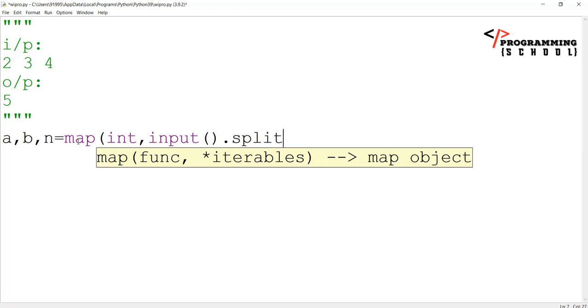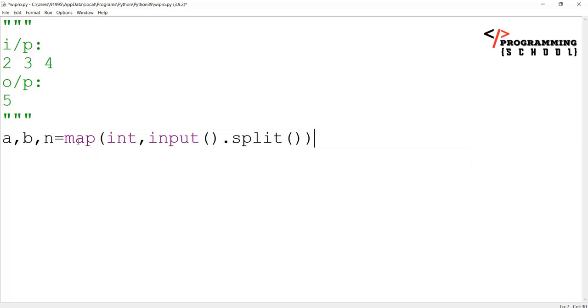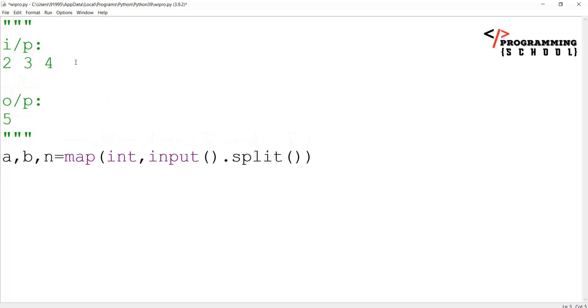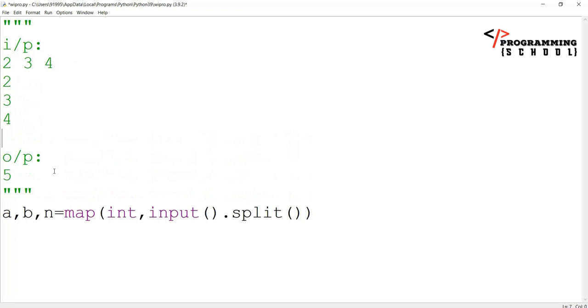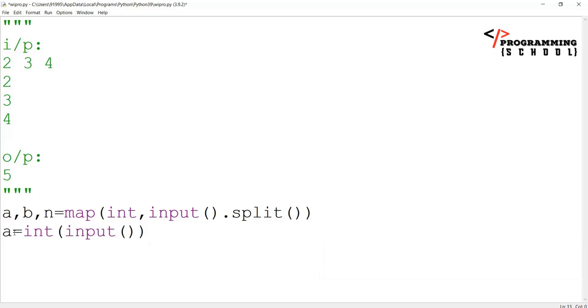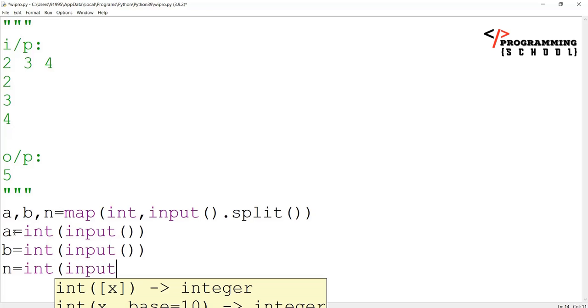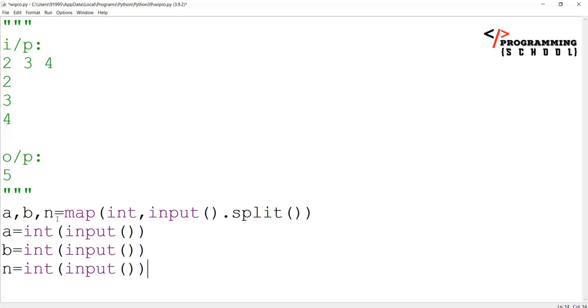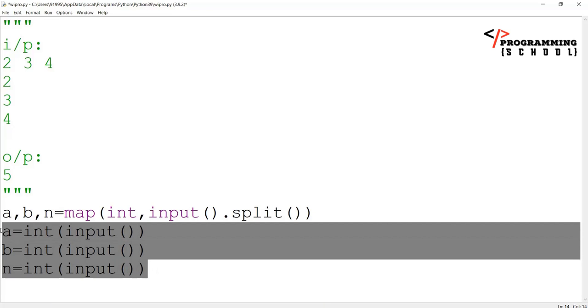If the elements are in three different lines, for example 2 and 3 and 4, we have to read like this: A is equal to int of input, and B is equal to int of input, and then n is equal to int of input. We have to read like this, but here the input is in a single line, so I will go for this one.